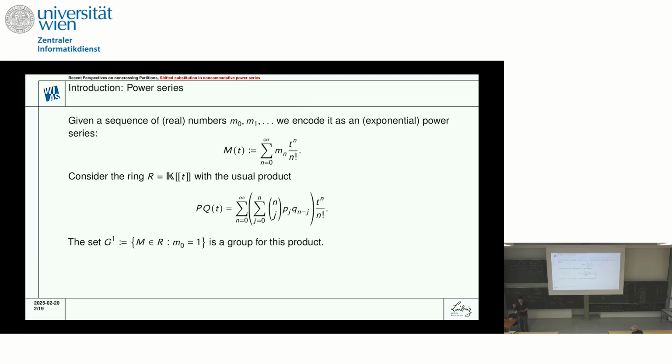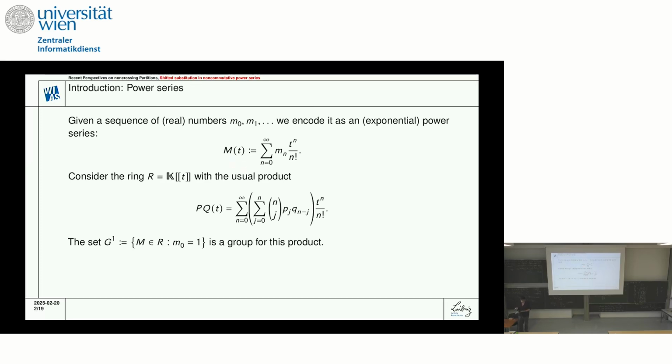Okay, so I start with just a sequence of numbers, M0, M1, and so on, which we can think of as formal moments. Again, I'm sorry to the analysts, I'm not worrying about convergence or anything. I'm just taking a sequence of numbers and putting them into a generating series. And here I'm choosing an exponential generating series. It's just a choice for me. And I represent them as a formal power series in the parameter T.